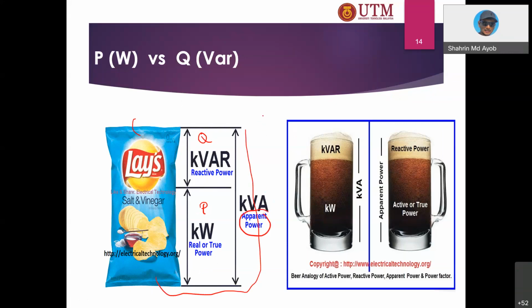The unit is VA. Okay, just VA. The unit for power is watt. The unit of reactive power is VAR. And the unit of apparent power is VA. So meaning that inside an AC power circuit, we have three types of power: P, Q, and also apparent power, which is S. Okay?